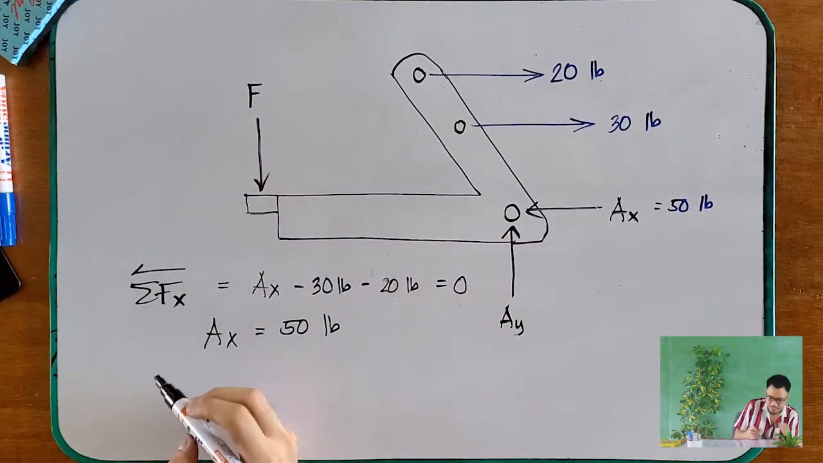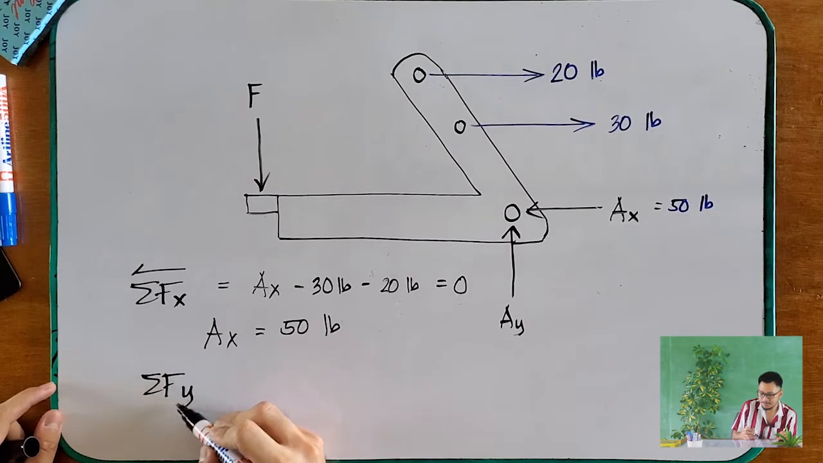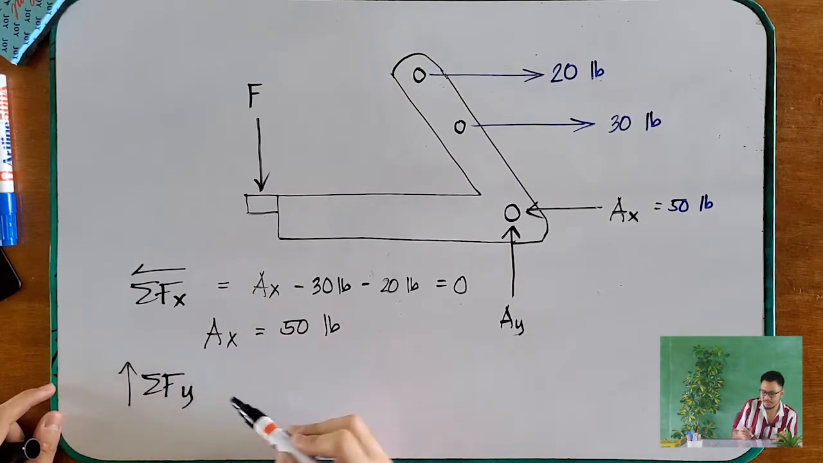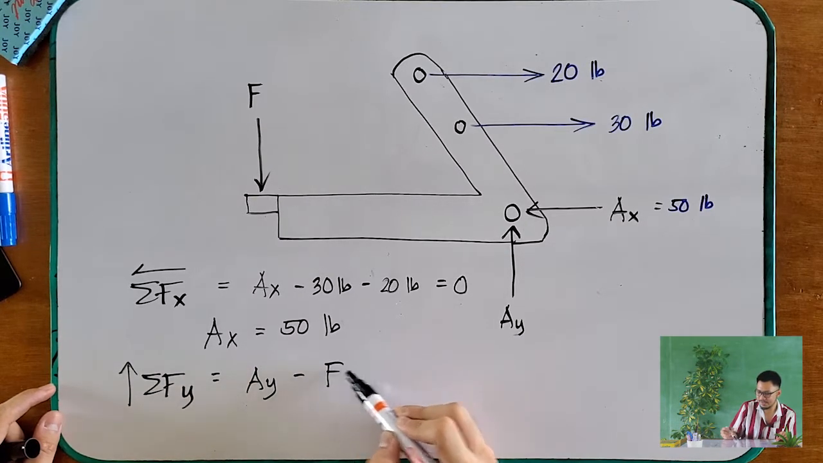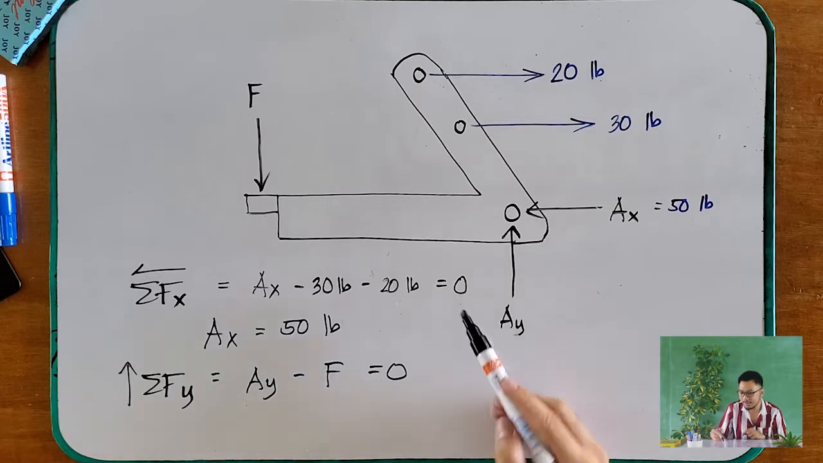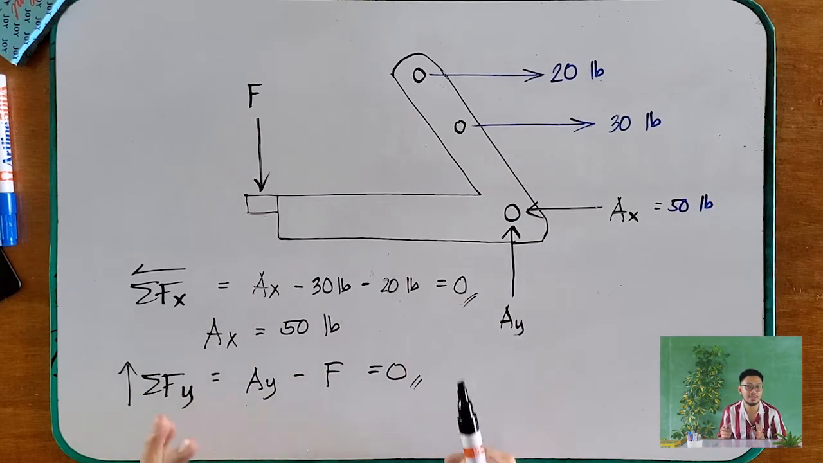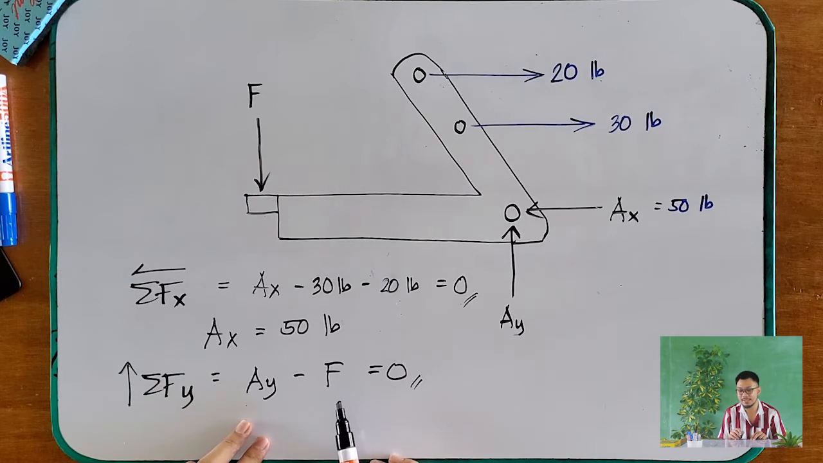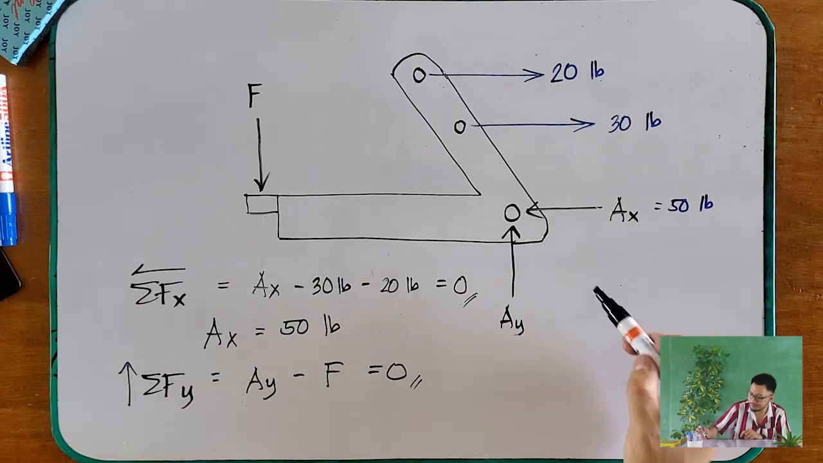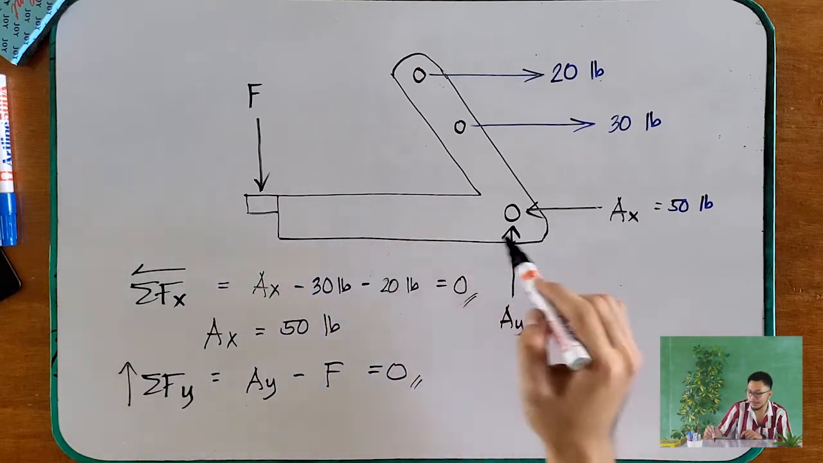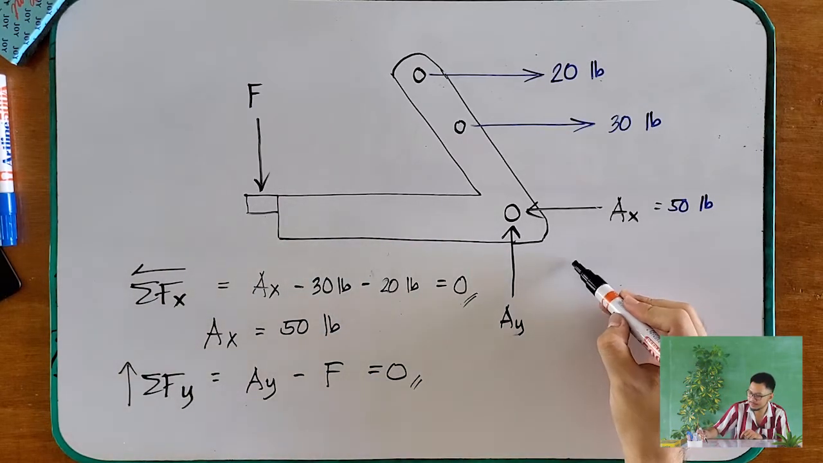If we are going to sum this one on your Y, assuming that the direction of your positive is going up, so imong butang is AY minus F is equal to 0. Take note ha, equal to 0 ni tanan kay equilibrium atong gi-discuss. Okay. We have two unknowns. We cannot answer this one by using this equation only. But we can solve for either of the two using summation of moments.